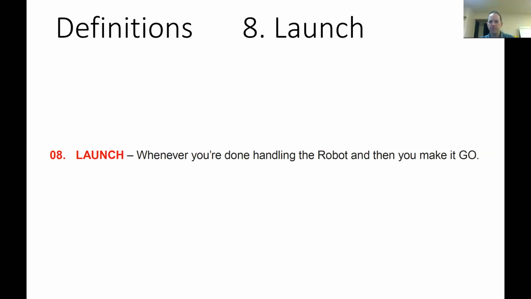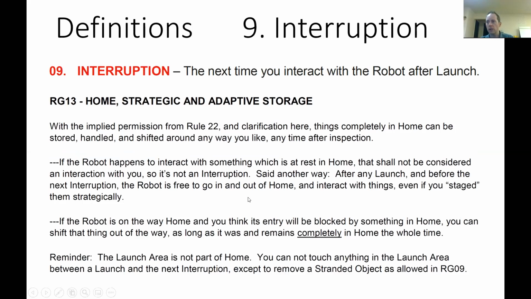Come on, go to the next one. There we go. Interruption. So interruption is the next time you interact with the robot after a launch. And by interact, meaning physically touch the robot. Since you can't remote control it, the only way you're going to interact with it is to physically touch it.